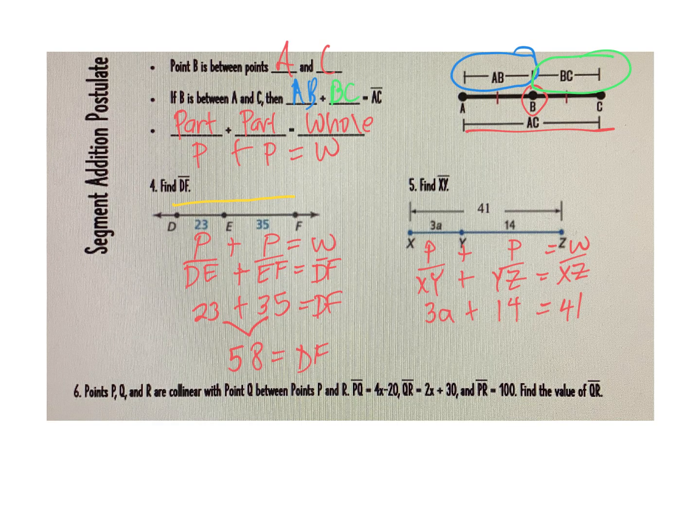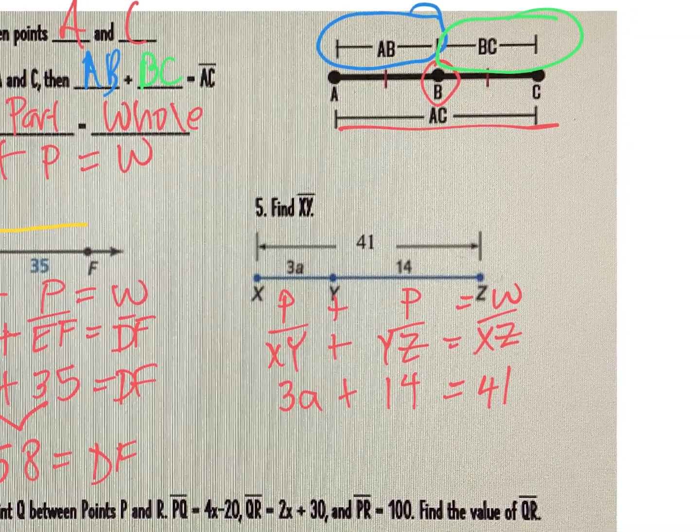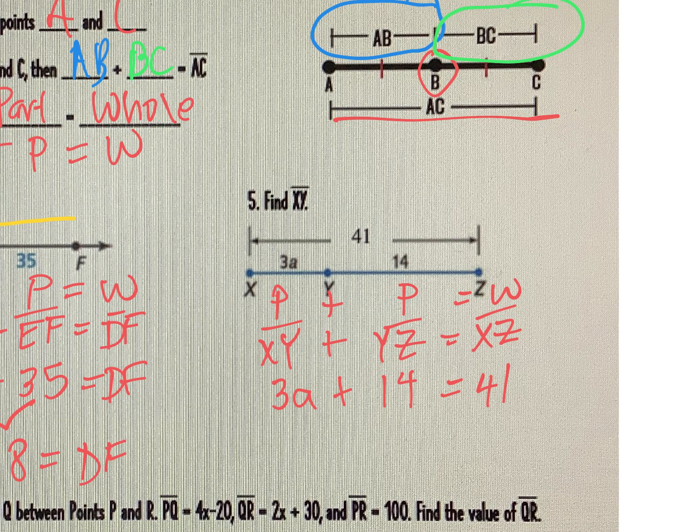So when I combine like terms here, oh wait, it's a two-step equation. I need to do the inverse, so I'm going to subtract 14 on both sides. So I have 3a equals 27. And then I'm going to divide by 3 because the inverse operation of multiplication is division. Okay, so I have a equals 9.